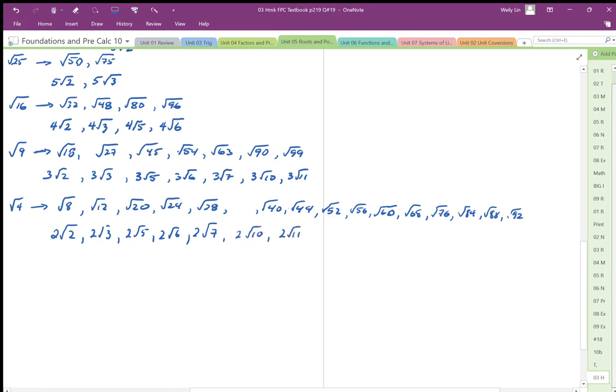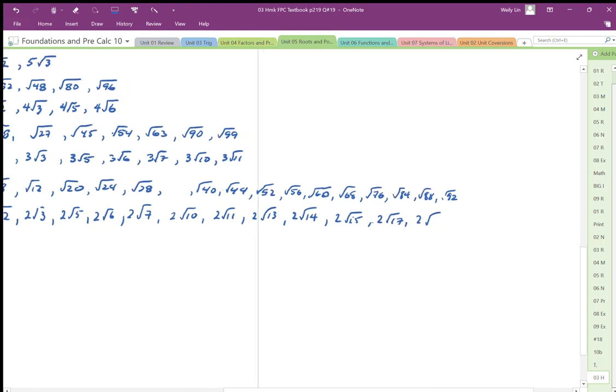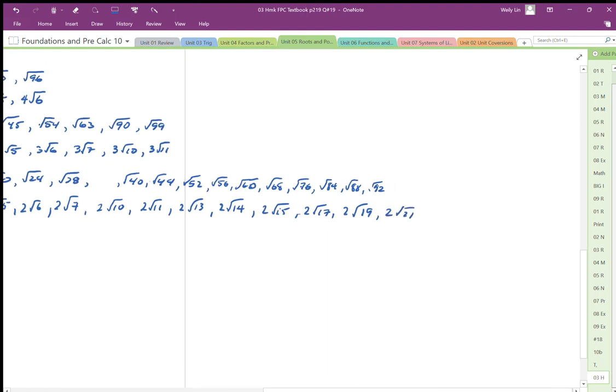2 root 11, 2 root 13, 2 root 14, I think that is, 2 root 15, 2 root 17, 2 root 19, 2 root 21. That's going to be 2 root 22. And lastly, we're going to get 2 root 23.